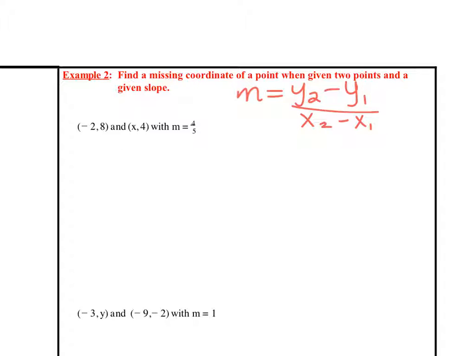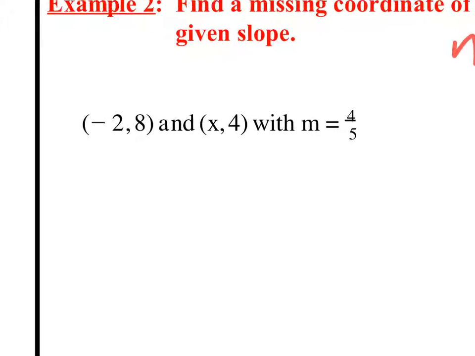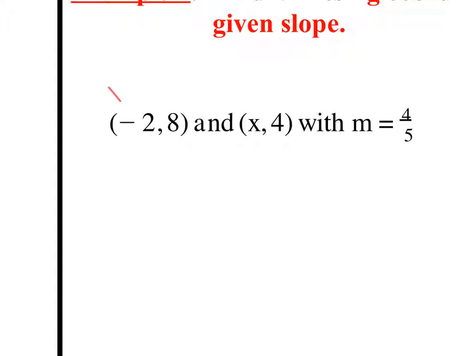We're going to start this problem the same way. Here's the deal. You have 2 points, but if you notice, one of the points is incomplete and you still have a variable. And then you're given the slope. So we know that the slope is 4/5. You have to find the missing number. That's what you're doing. So start it the same way. Let's label the x's and the y's, x1, y1, x2, y2.